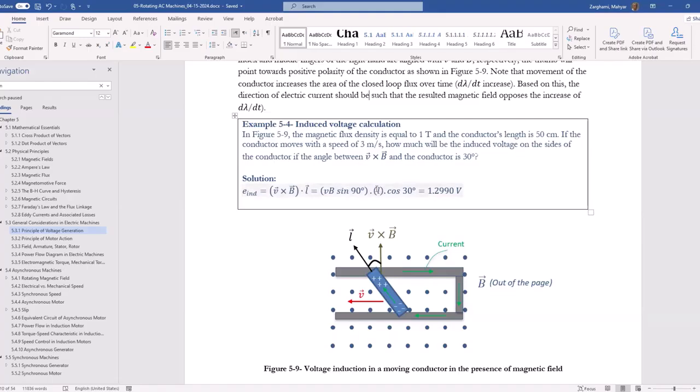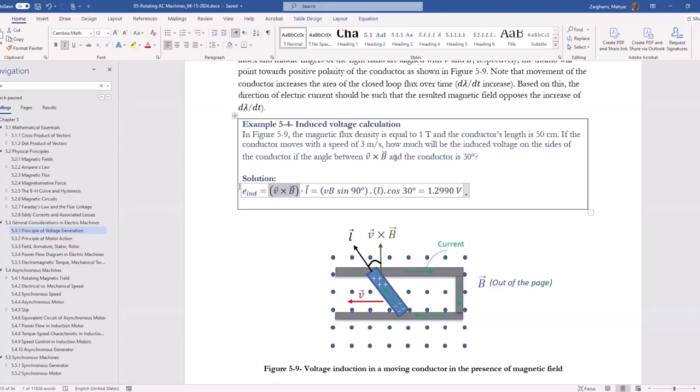And then you have your L and cosine. Because of the multiplication of these 2 vectors, this will make one vector, and this is another vector. When you do the dot product of these 2 vectors, the result would be the magnitude of this vector, which is VB sine of 90 degrees, times the magnitude of the L vector, times the cosine of the angle between the 2, which based on the problem statement is 30 degrees. Okay, so this gives you an idea of how the voltage can be produced.